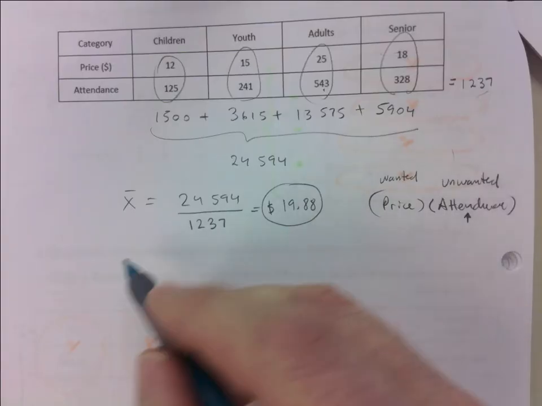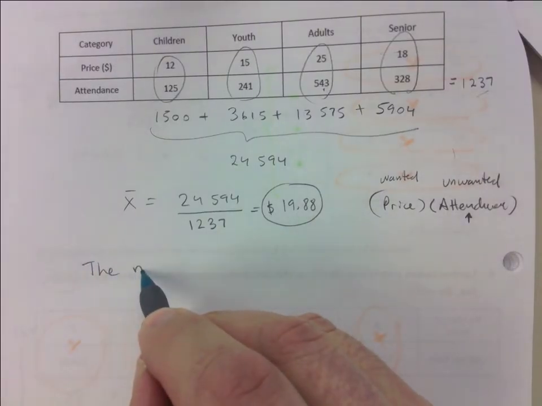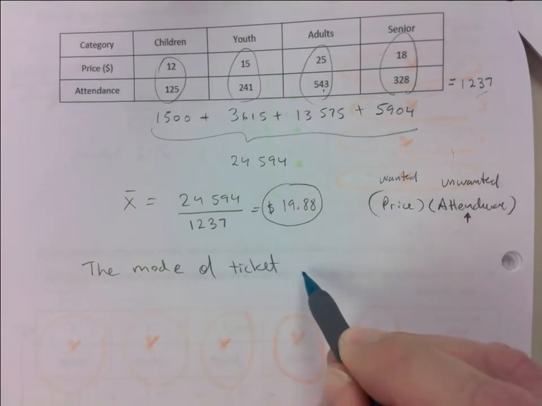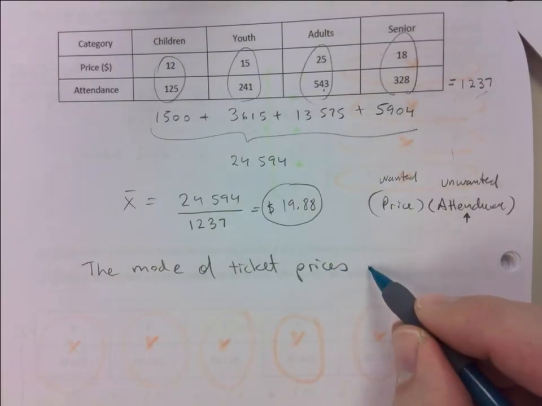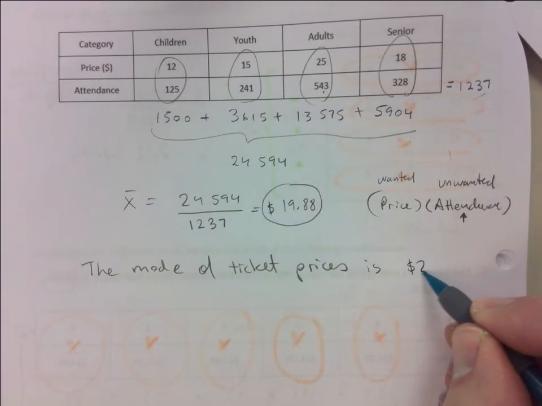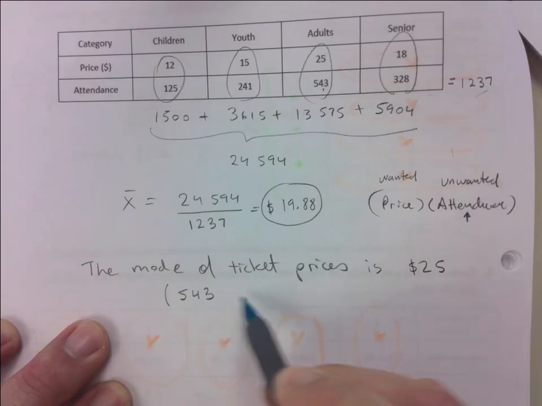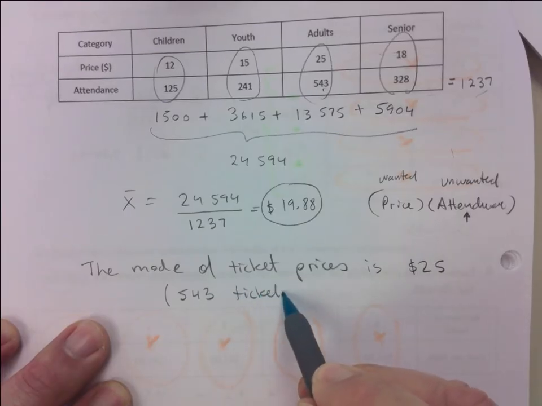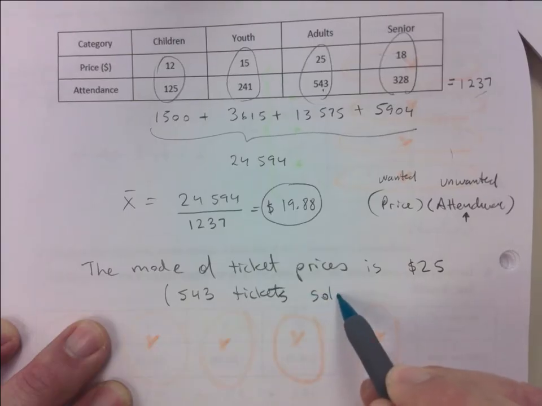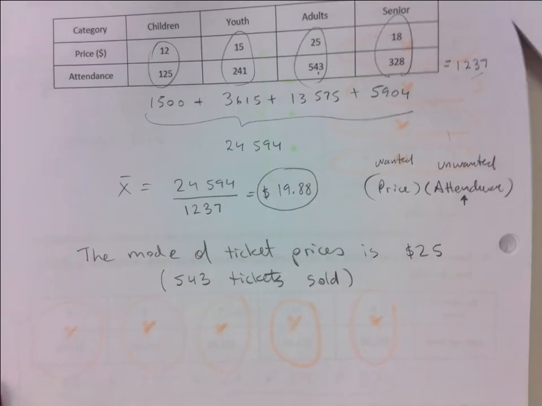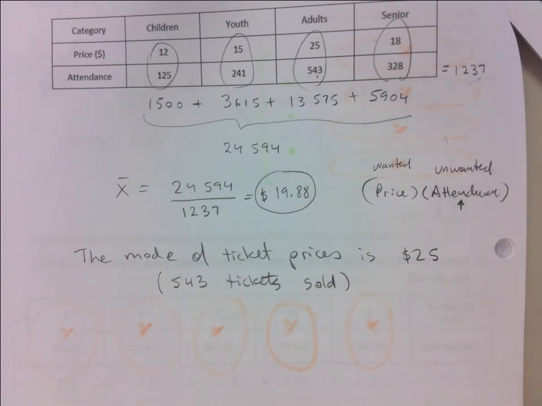Let's add this here. The mode of ticket prices is $25. 543 tickets, right? Sold. So the mode here is $25 of the ticket prices. Okay. Okay, I'm gonna stop this.